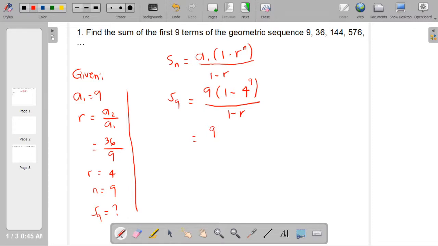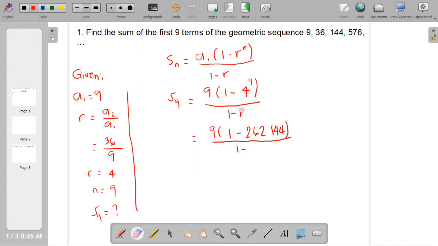And then 1 minus, you cannot subtract them yet because of the exponent. What is 4 to the exponent of 9? 4 to the exponent of 9 is equal to 262,144. That is a big number. Okay? So 262,144, and then all over 1 minus your r.